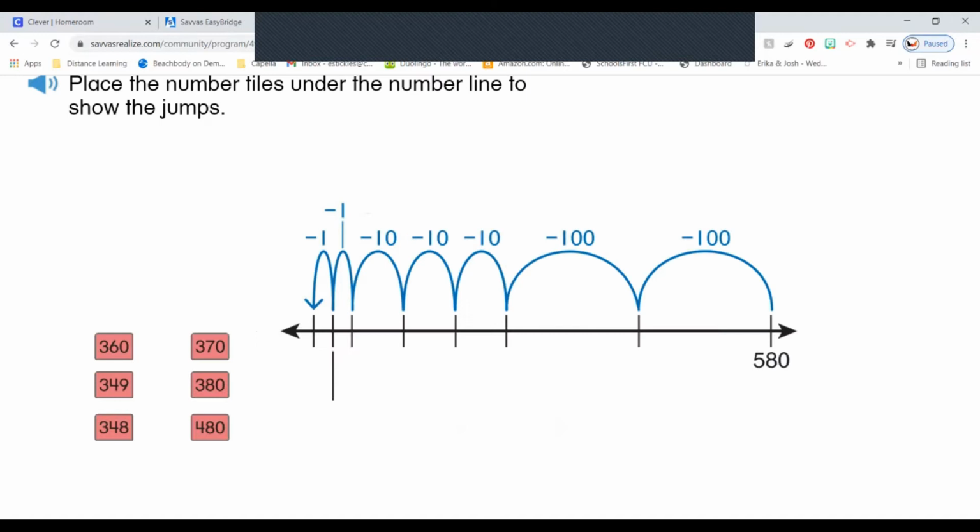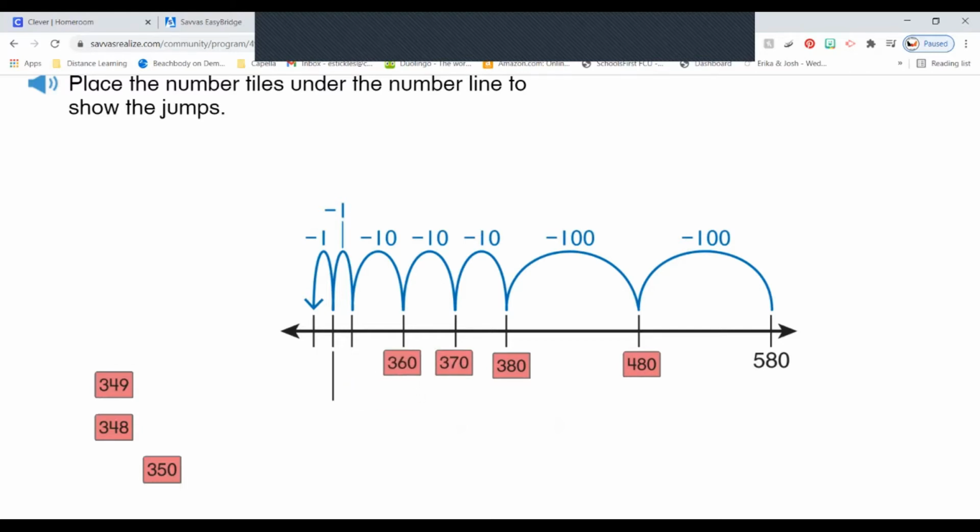Let's try it. It says place the number tiles under the number line to show the jumps. So our number that we started with was 580, and then we took away 100. Well, if I had 500s and I took away 100, that would be 480. Minus another 100 would be 380. And then I took away 10, so that'd be 370. Then I took away another 10, that'd be 360.